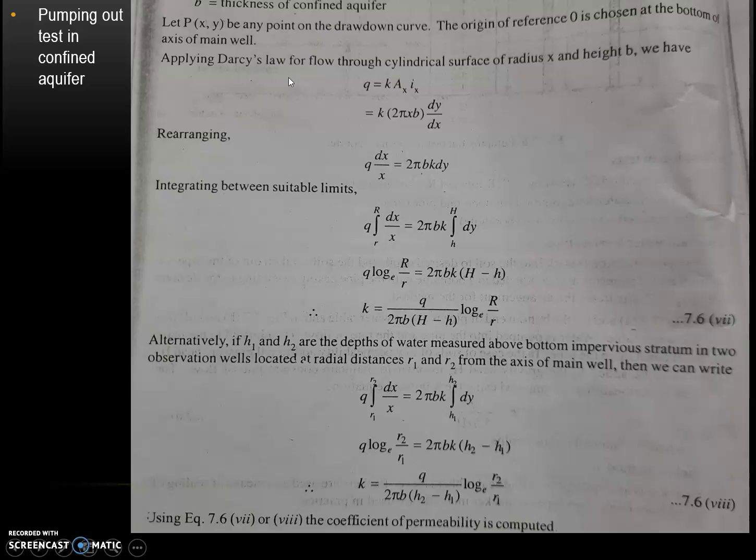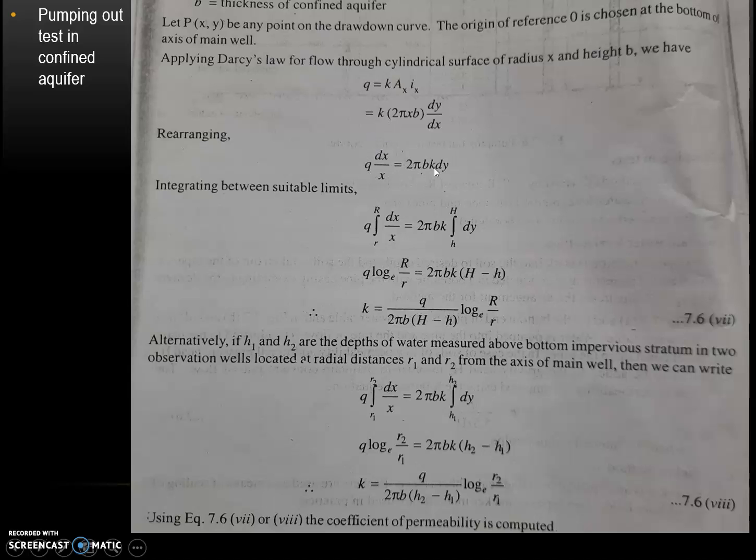Let us apply Darcy's law for flow through cylindrical surface of radius x and height b. So Q will be equal to K into Ax into ix. K is the coefficient of permeability for which we need to derive the equation. Ax will be equal to 2 pi x into b. ix is dy by dx. So after we rearrange, we get Q into dx by x, which is equal to 2 pi b k dy.